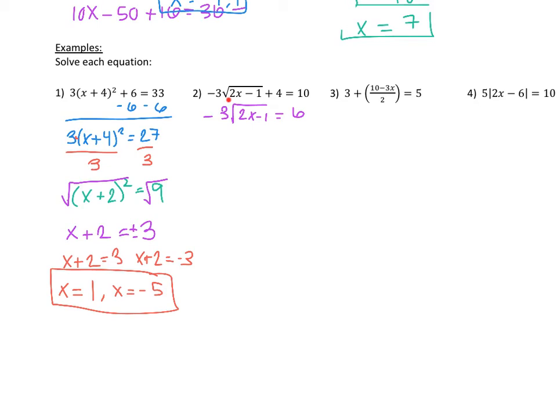Now, you can't distribute something from the outside of a root to the inside of a root, but I can't undo this 2x minus 1 yet until I deal with the square root, but I can't deal with that until I get rid of this negative 3, which is being multiplied by the square root. So what I need to do is divide both sides by negative 3. It cancels over here on the left, leaving me with the square root of 2x minus 1 equals 6 divided by negative 3, which is negative 2.